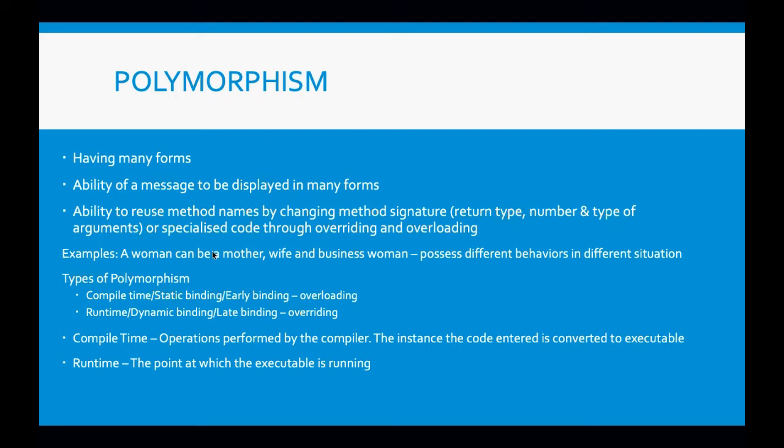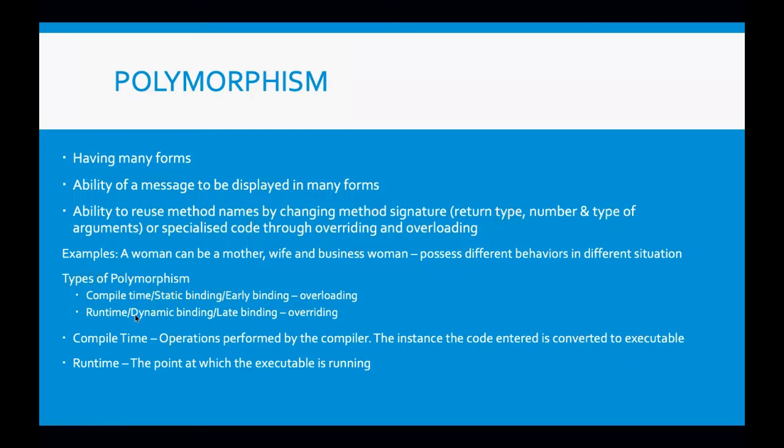We've got two main types of polymorphism: the compile time, or static binding, or early binding polymorphism, or the run time, or dynamic binding, or late binding, which is also overriding polymorphism.